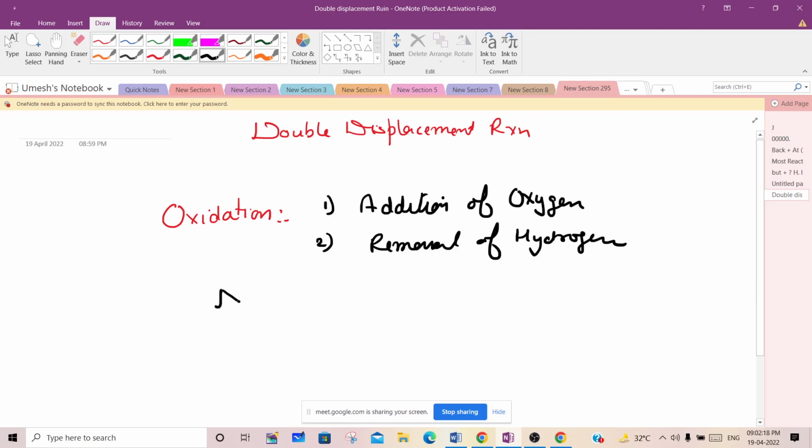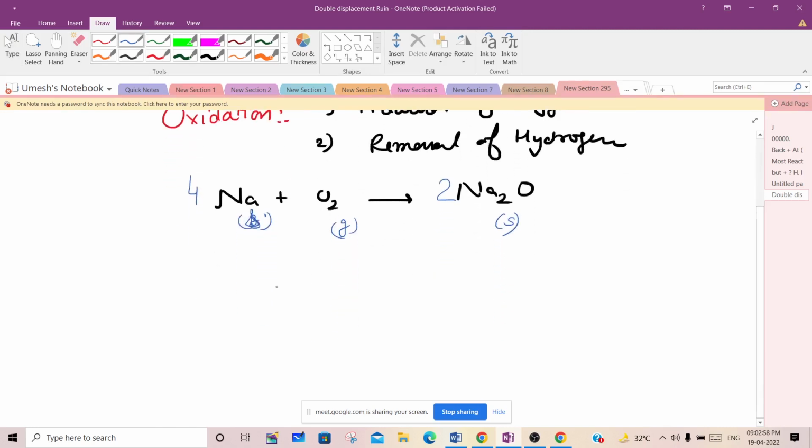Let us take an example here. Sodium plus oxygen gives Na2O. You can see that sodium has reacted with oxygen, and oxide is formed. So we say sodium is oxidized. Now let us balance this equation. This is the balanced equation. So this is the meaning of the word oxidation. Understood?